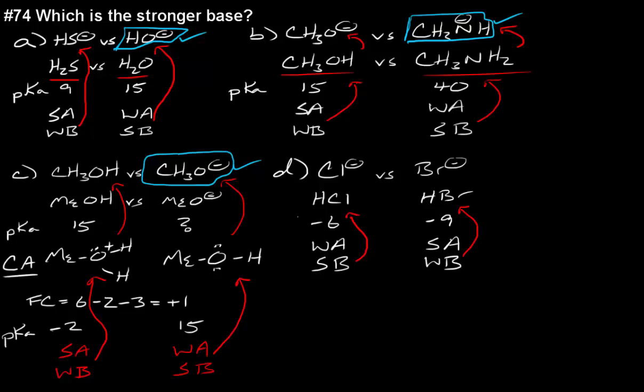Since we've drawn this trend between HCl and HBr, this trend should hold for Cl minus and Br minus. It's going to hold here, and it's going to hold here. So because HCl is going to be the stronger base, Cl minus is also going to be the stronger base. So the stronger base is going to be Cl minus. And that's that. Overall, not a difficult process.